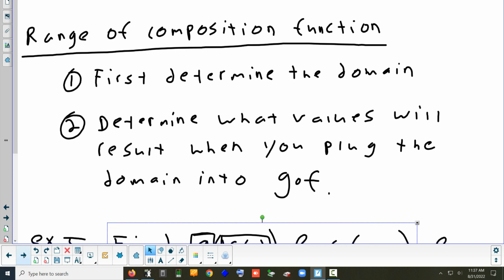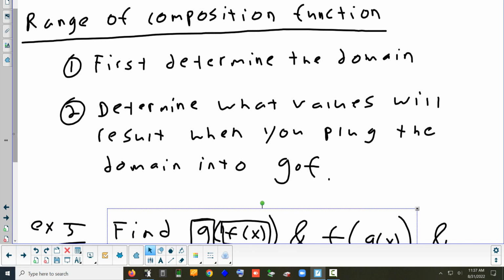Would that be bracket? Yeah. So, yeah, there'd be a bracket on that, right?